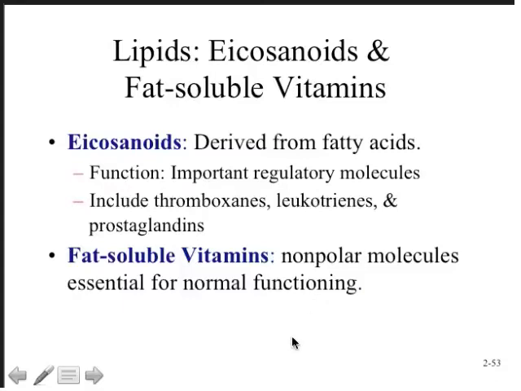The water-soluble vitamins, which are the B complex and the C vitamins, are more difficult to megadose on, because generally what happens if you consume an excess of those, the urinary system will clear them.